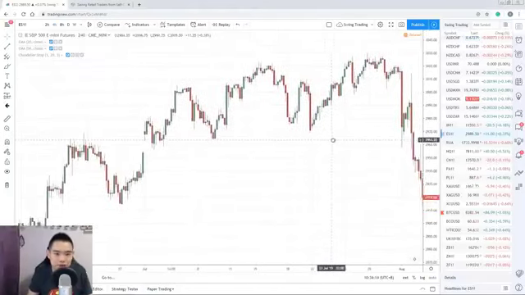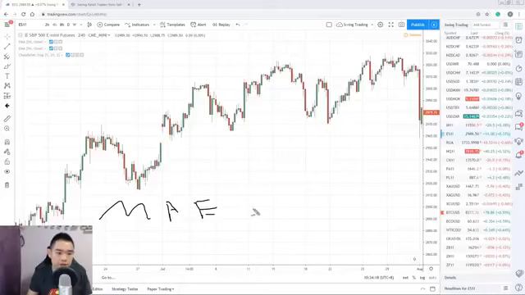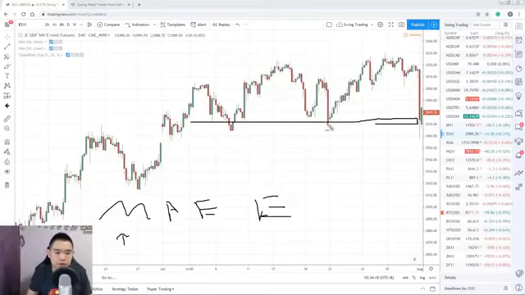Another one here. So this may or may not be a winning or losing trade, but you can see again, let's talk about market structure. MAEE. Market structure is up. Area of value at this area of support, area of support right over here. We'll just call it S.